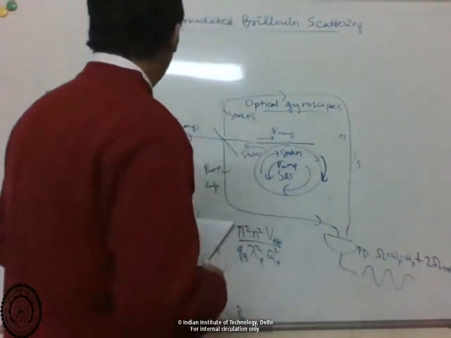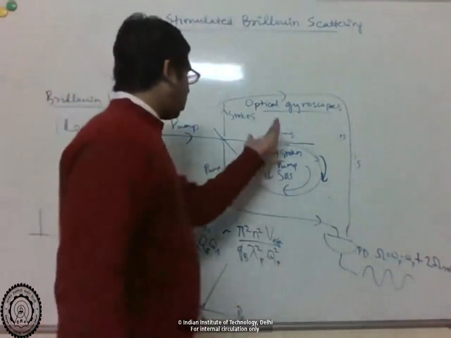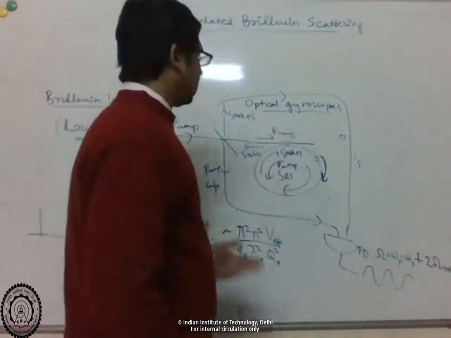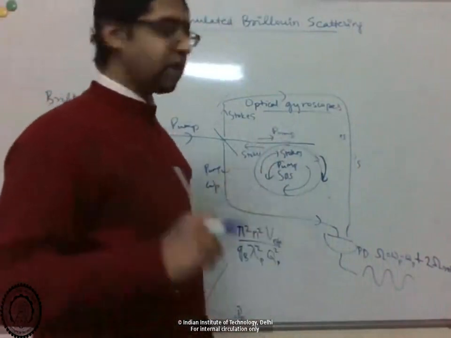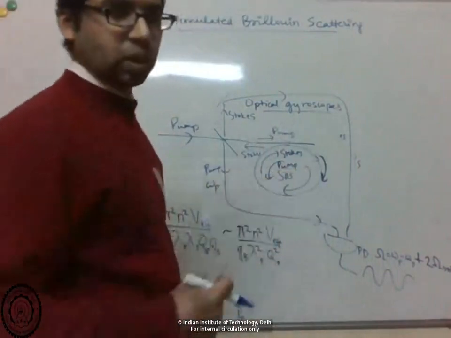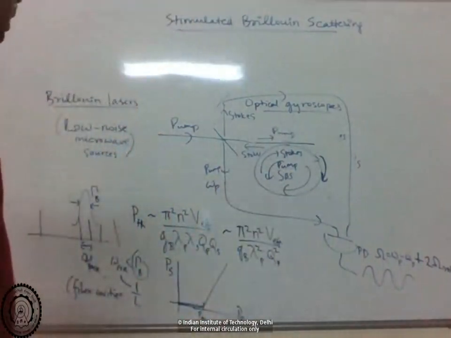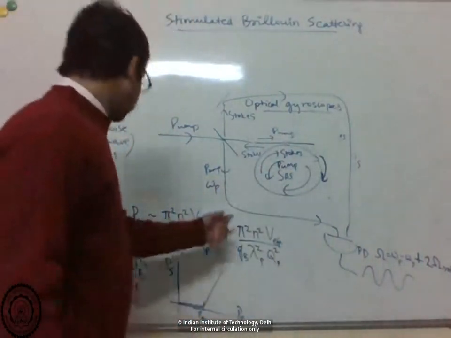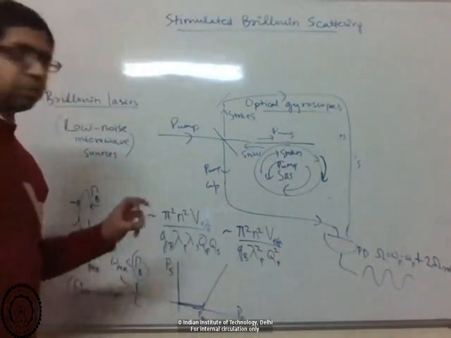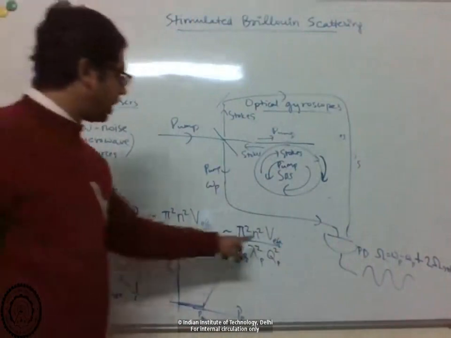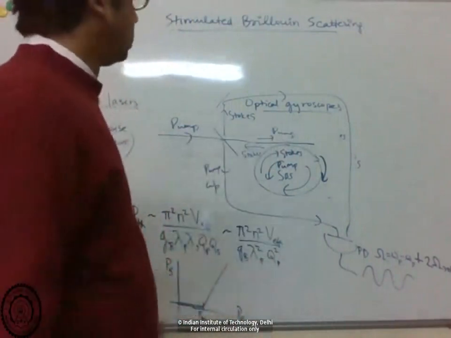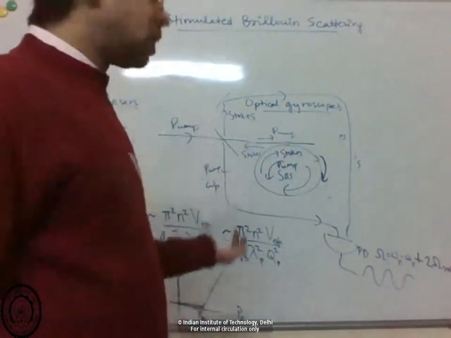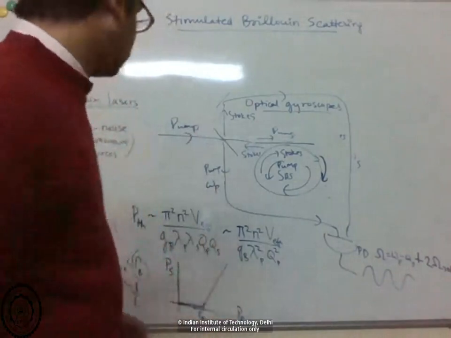Right. So you can do this in fibers, but people have recently started doing these things in on-chip microcavities also, so on a much smaller scale. For that, of course, the length of the cavity is now very small, so V effective goes down a lot. So my threshold power goes down a lot, from milliwatts or watts down to microwatts.